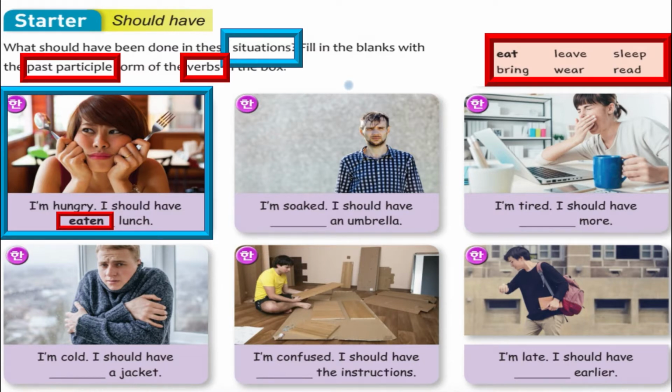So, shall we check the irregular forms of these verbs, the present and past participle first, to help students? Oh, go on then, Yoonghee. Eat, ate, eaten. And how about to leave, Professor Neil? Leave, left, left. And sleep is sleep, slept, slept. How about bring, Professor Neil? Bring, brought, brought. Next one is wear, wore, worn. Oh, finally. How about read? Read, read, read.